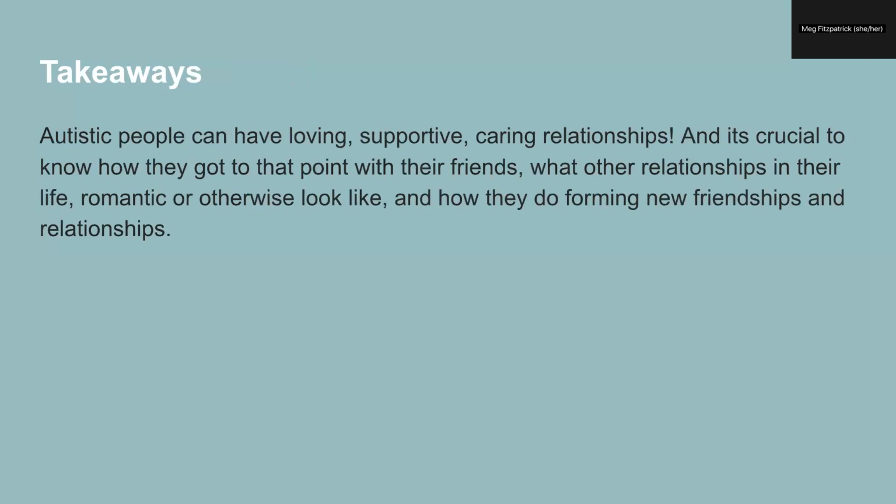Takeaways for this: autistic people can have loving, supportive, and caring relationships. It's crucial to know how they got to that point with their friends. What do other relationships in their life look like, romantic or otherwise, and how do they form new friendships? Where are the challenges? Where are the deficits? How have they come up over time? And just getting a really good sense of how people feel about those relationships is also really good.